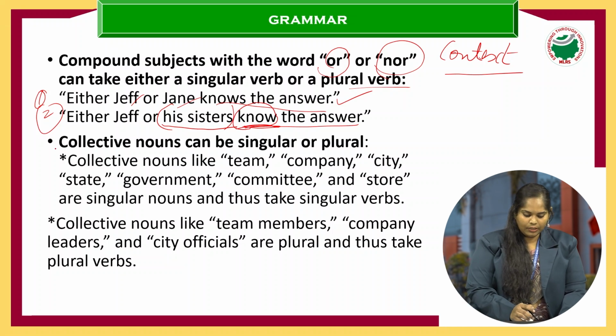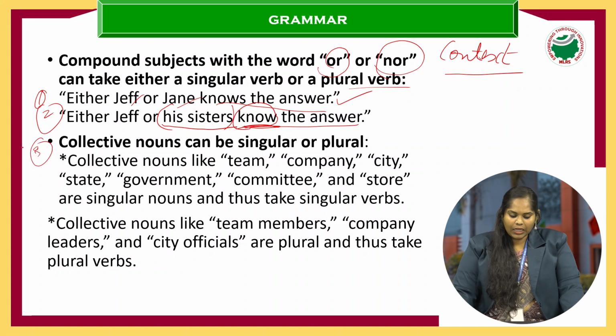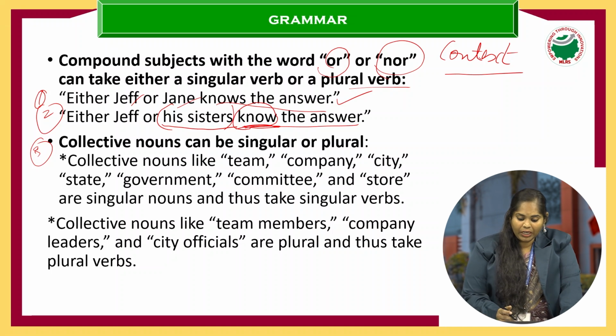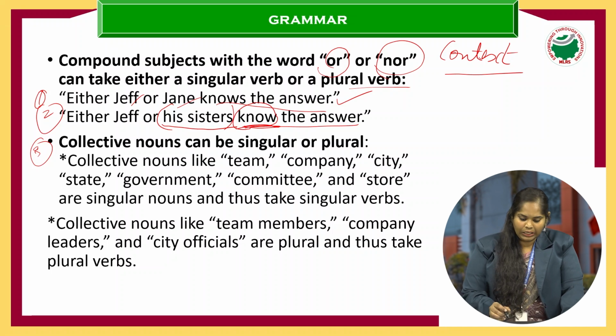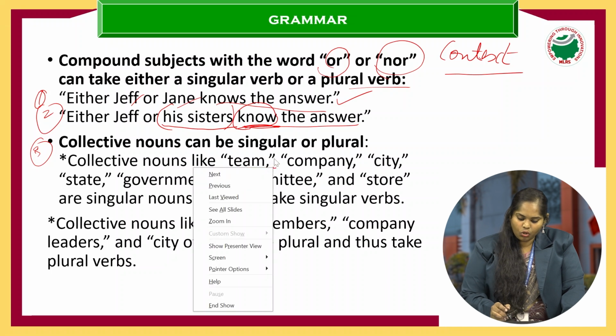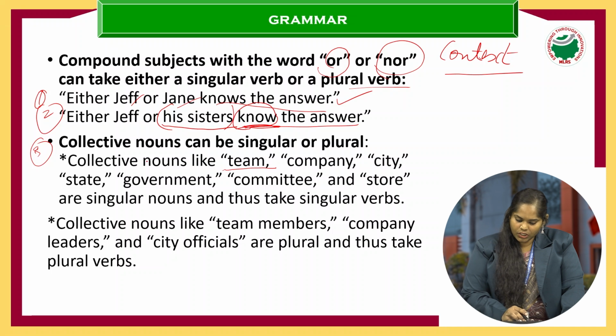Okay, I think this is the fifth rule, which comes with collective nouns. You know what a collective noun is, like team, company. There are many more examples here: a cricket team, or even a student community. In those cases, you have to be very clear with the words. Here the team is singular, so when the collective nouns are singular, you will be using singular verbs.